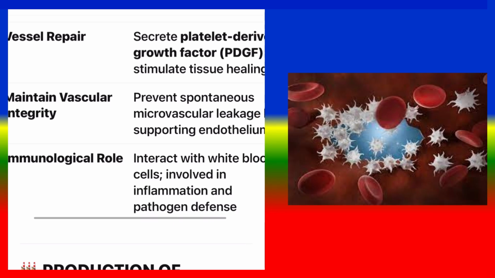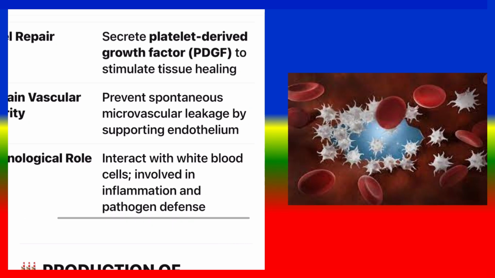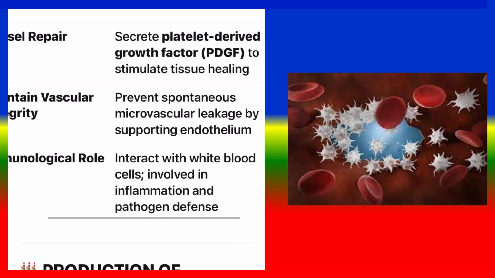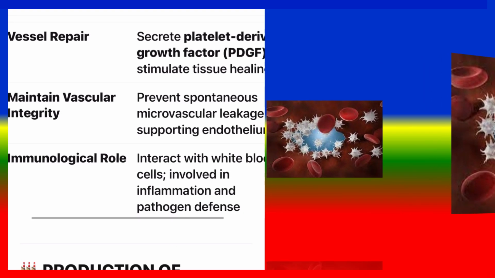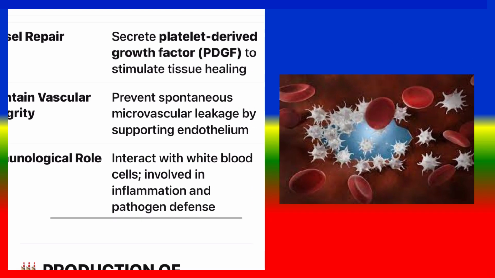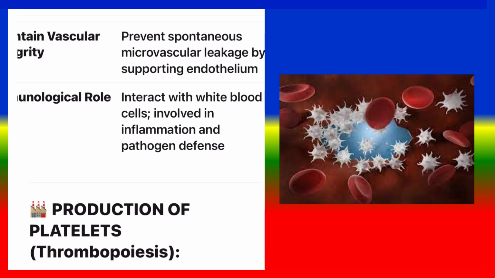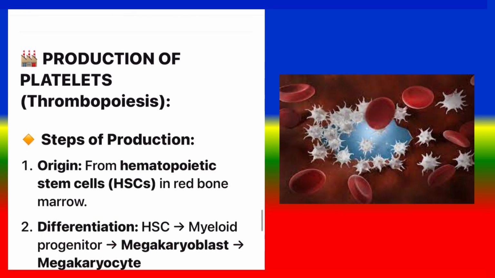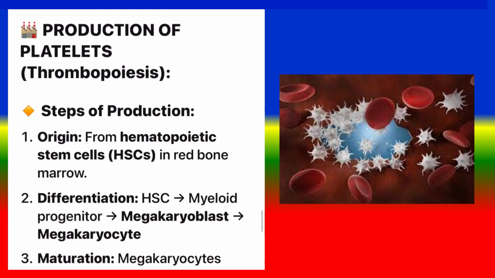Maintain vascular integrity: prevent spontaneous microvascular leakage by supporting endothelium. Immunological role: interact with white blood cells involved in inflammation and pathogen defense. Production of platelets, thrombopoiesis. Steps of production.